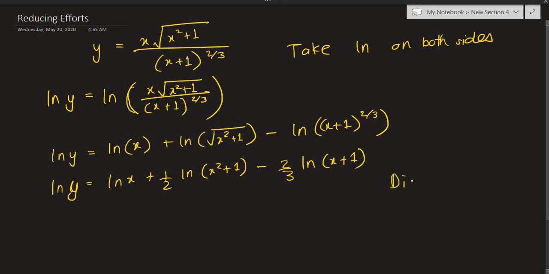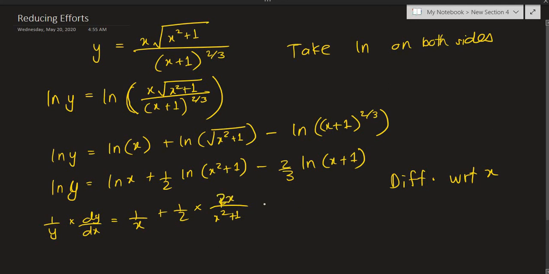And now is a great time to differentiate with respect to x, so that we have implicit differentiation. 1 over y times dy over dx is equal to 1 over x plus half of 1 over x squared plus 1 times the derivative of x squared plus 1, which is 2x, minus 2 by 3 times 1 over x plus 1. The derivative of x plus 1 is 1, so no change in the numerator. So these twos are going to cancel out.